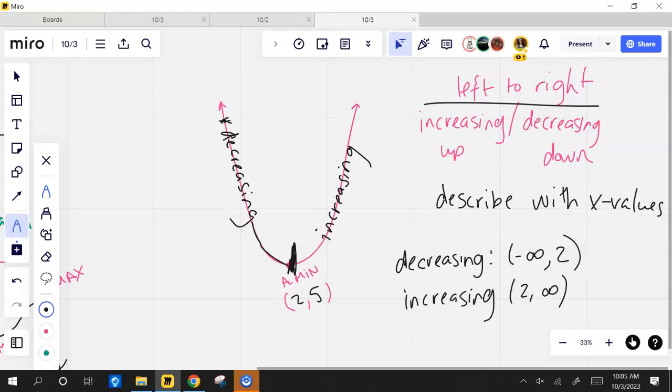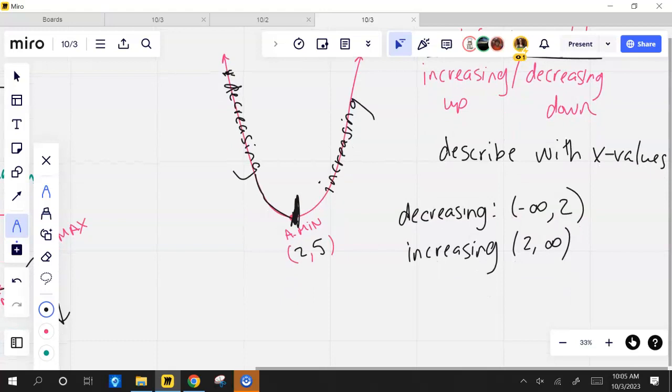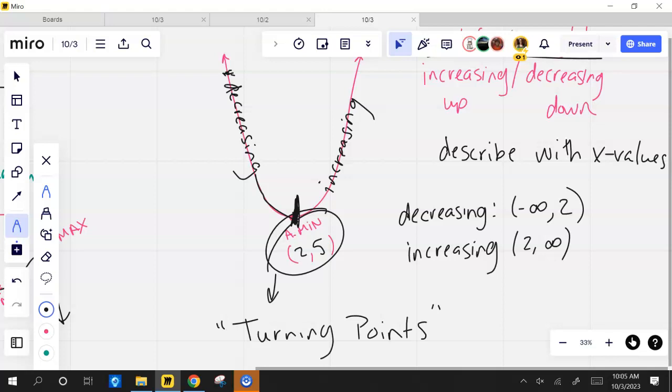No, we'll talk about what to use a little bit later. Right now, I'm just worried about these numbers, that you can find these numbers. So sometimes these maxes and mins we call turning points. Do you understand why we might call them a turning point? It stops increasing and starts decreasing, or vice versa.